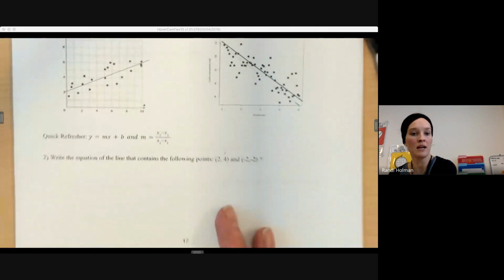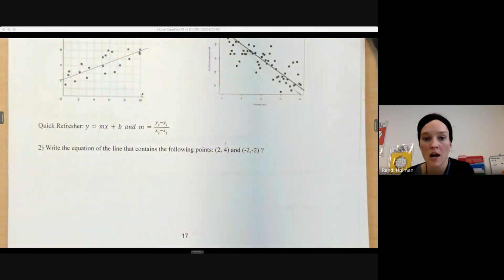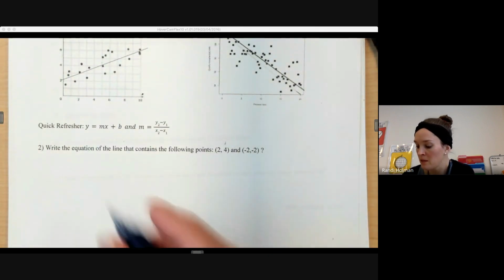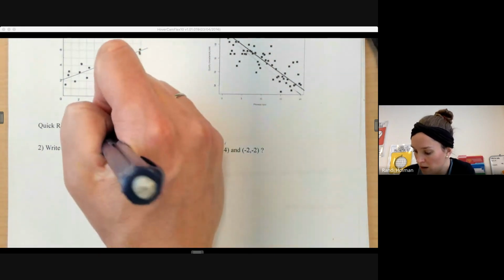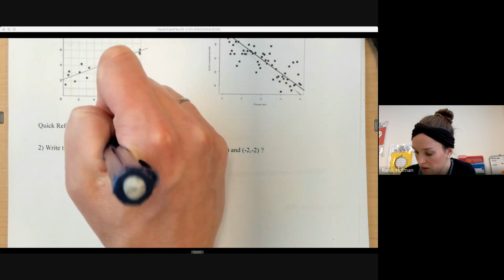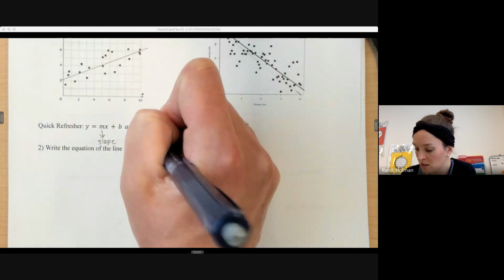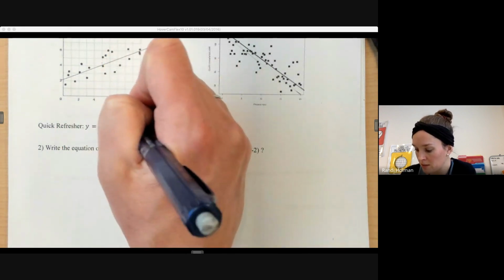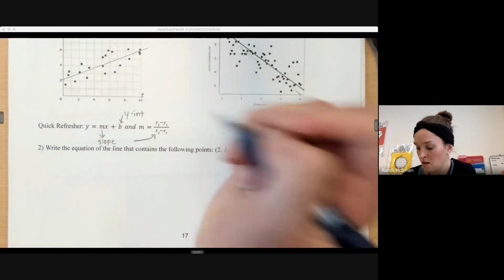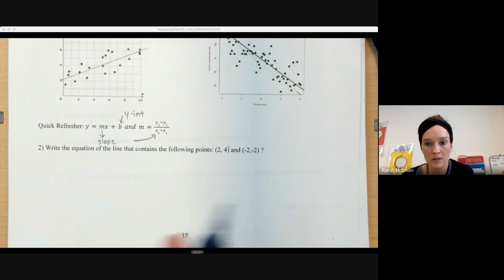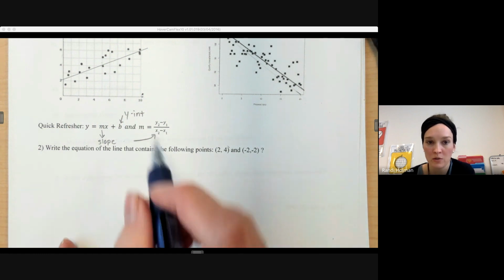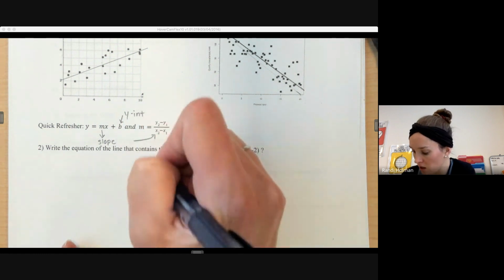Okay, so with that in mind, let's have a quick refresher of writing lines. We're going to use our slope-intercept form, y equals mx plus b, where m is our slope, and b is our y-intercept. We are going to use slope-intercept form to write some equations with these trend lines and lines of best fit. To do that, we need to remember how. So we're going to start off here by finding our slope.